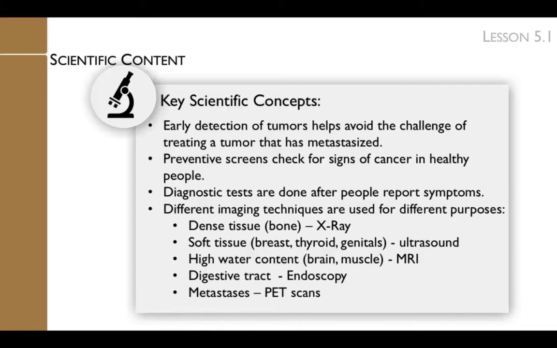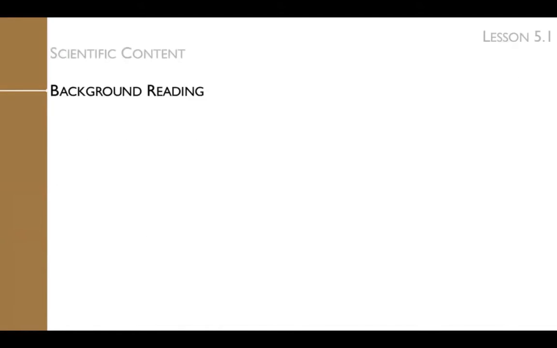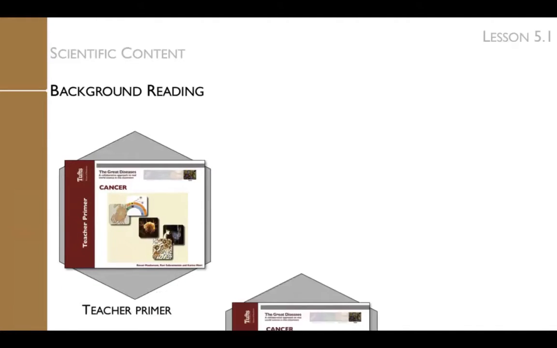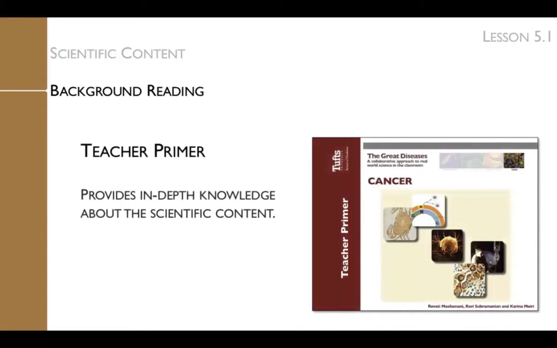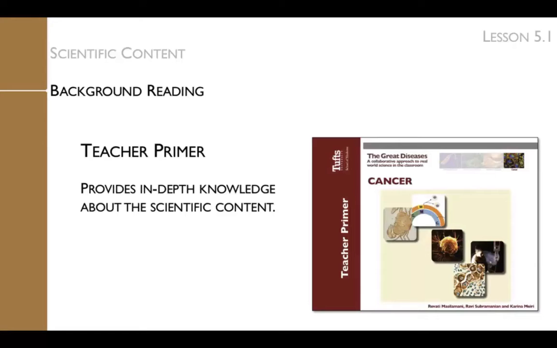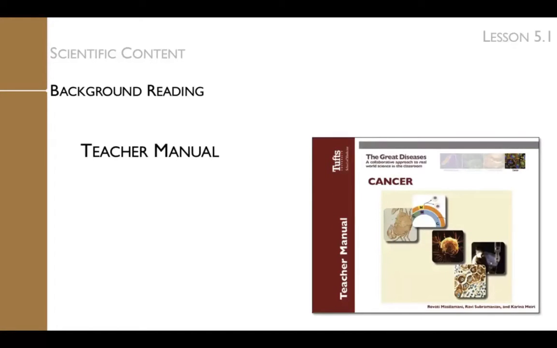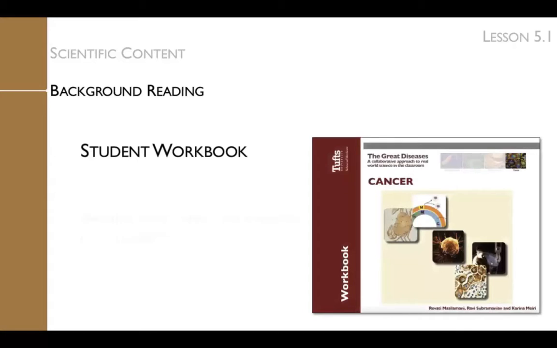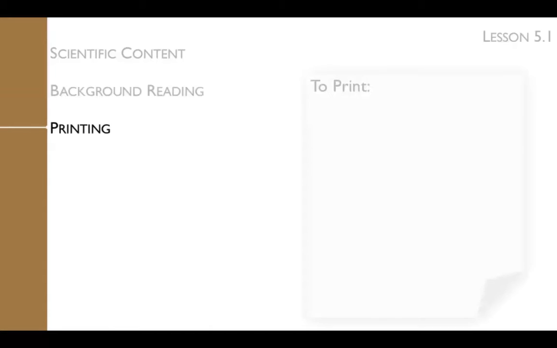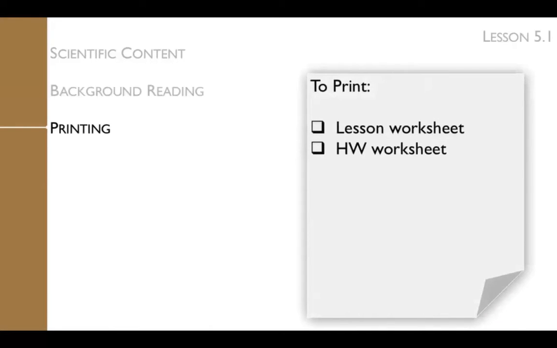You can review the scientific content in the background reading provided for you in the teacher primer, the teacher manual, and the student workbook. The teacher primer provides in-depth knowledge about the scientific content presented in this lesson. The teacher manual or lesson plan provides a minute-by-minute explanation of the lesson structure. And the student workbook provides additional explanation for students. Be sure to print the lesson worksheet and the homework worksheet.